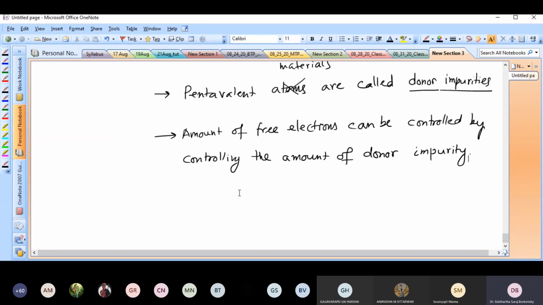But the difference in this case is we are creating free electrons not by creating another hole, but by adding an impurity that had an excess of free electrons to begin with, excess of valence electrons to begin with. So that's the basic idea of doping a semiconductor with an intention of increasing more free electrons.